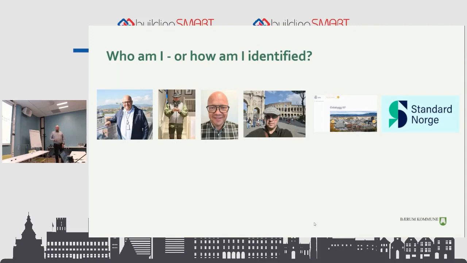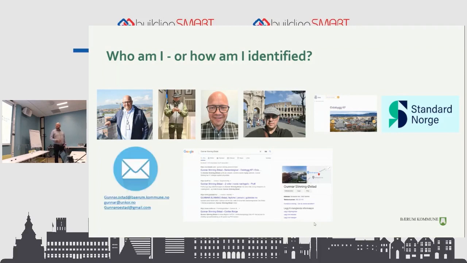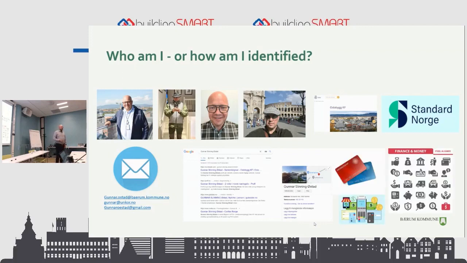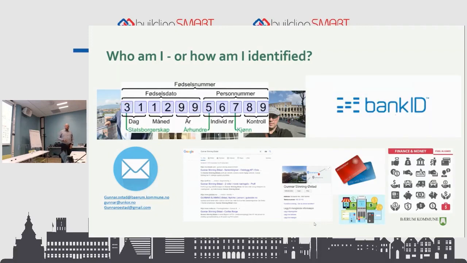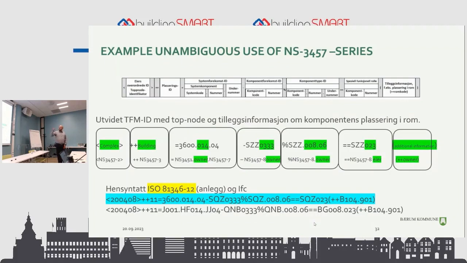Standards used to identify. Who am I, or how am I identified? You can see me in different scenarios. You can Google me. You have a lot of mail accounts. You have member accounts and so on. But the social security number is the one common. So using the 3457 series, we can identify.